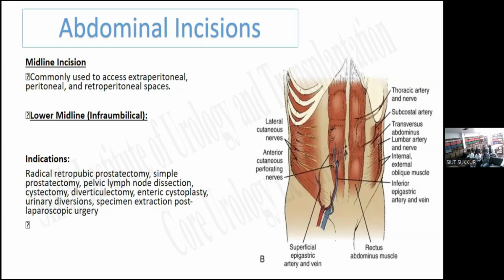Talking about abdominal incisions, they could be midline, which could be a full length midline incision, or the lower midline or upper midline incision. Midline incisions are commonly used to access the extraperitoneal, peritoneal, and retroperitoneal spaces. Lower midline is also infraumbilical. Its indications include radical retropubic prostatectomy, simple prostatectomy, pelvic lymph node dissection, cystectomy, diverticulectomy, enteric cystoplasty, urinary diversion, specimen extraction, and post laparoscopic surgeries.